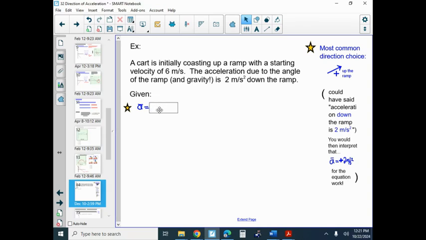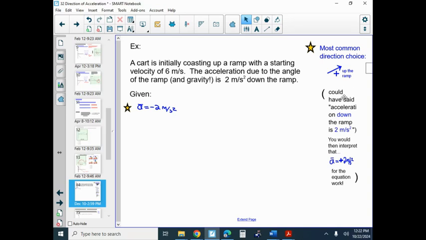This example, we'll see how it looks when we're working with the numbers. So we have a cart initially coasting up a ramp with a starting velocity of 6 meters per second, and an acceleration due to the angle of the ramp, that is, going up, and gravity, of course, is 2 meters per second squared down the ramp. So a really common direction choice would be positive is up the ramp, like positive is up essentially, right? In which case, this is what we'd be saying. We'd be saying that acceleration should be counted as a negative 2 meters per second squared.